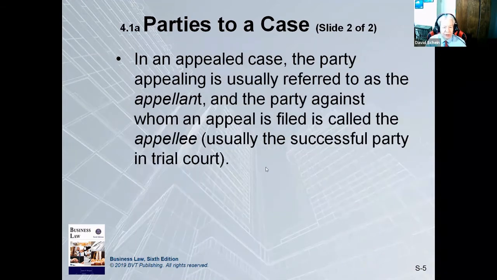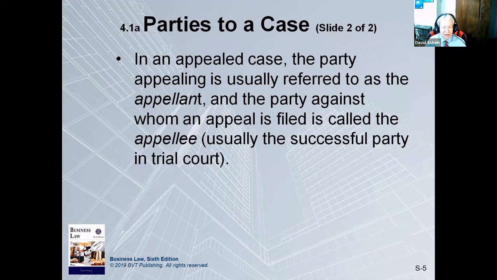Now, when the case is appealed, we change the terminology. The party bringing the appeal is the appellant. That's usually the person who lost at trial court level. And then the person defending the case, the party that probably won at the trial court level, is the appellee. Now, these can switch back and forth. So you have party A and party B, and party A wins at the trial court. They go to appeal. Party B wins at the trial court. Party B is the appellant. Party A is the appellee.